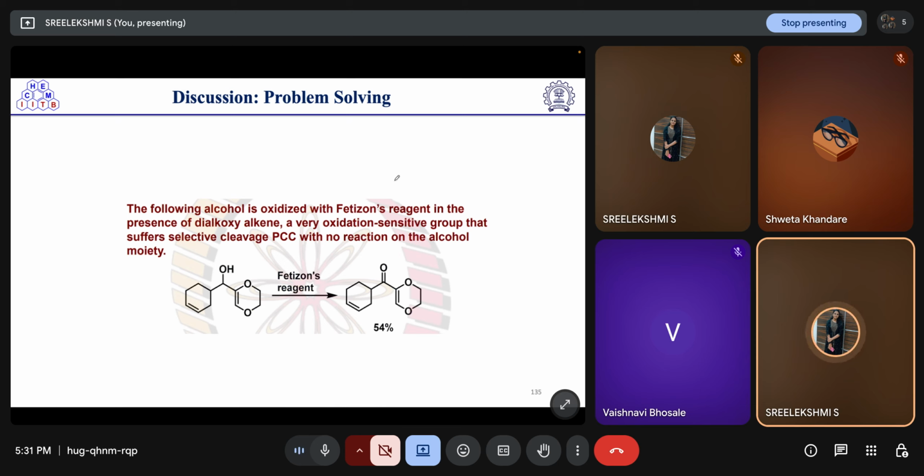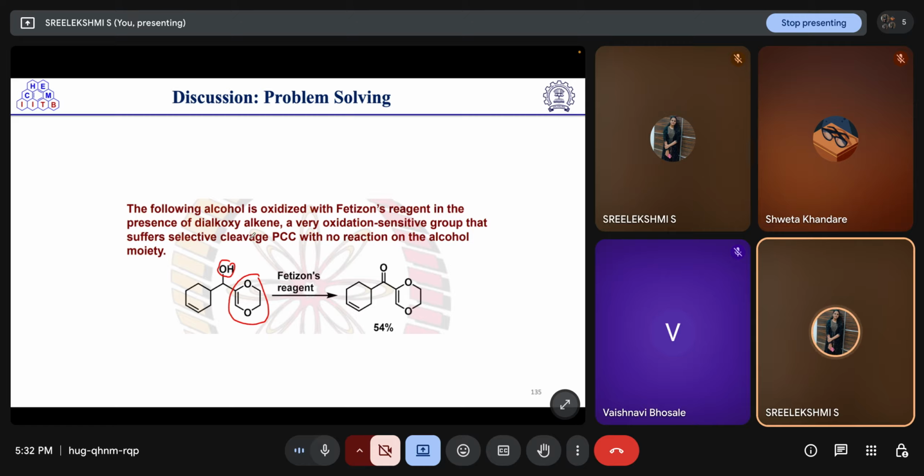As we can see in this example, here is a dialkoxyalkene group, which is a very sensitive group. If we are using any pyridinium, pyridine-based or chromium-based reagent, usually we will see decomposition of this starting material, because it will mostly affect this group. This group is very sensitive and very labile. But if we use Fetizon's reagent, this alcohol can be selectively oxidized without affecting this one.